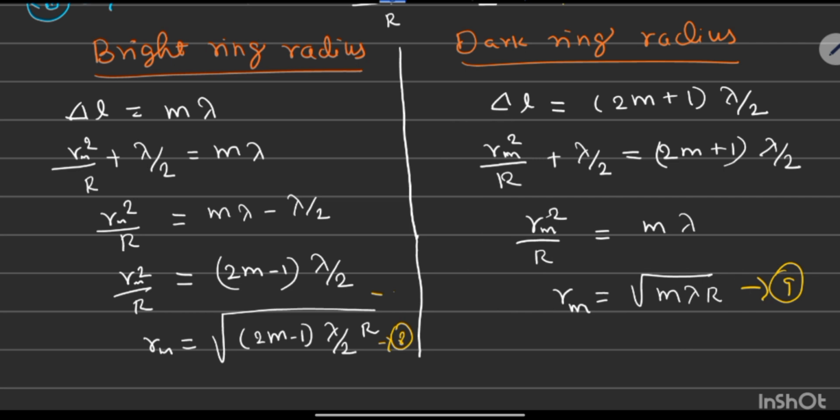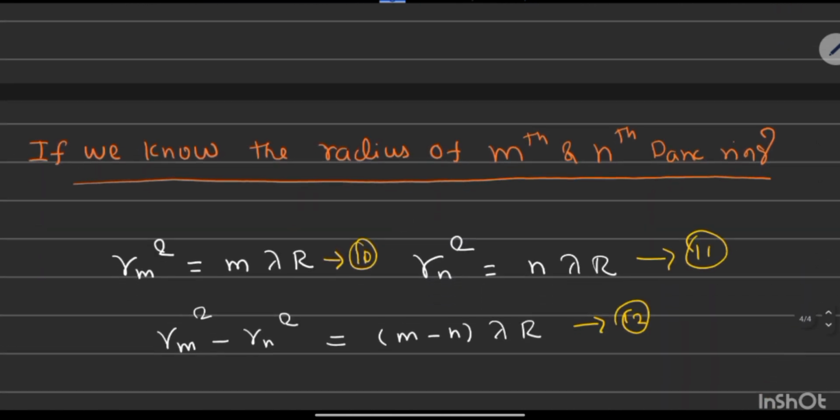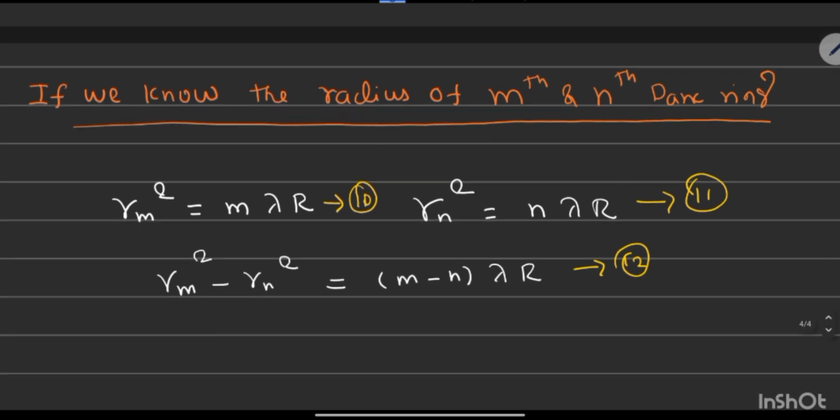So the radius of the mth dark ring is directly proportional to the square root of the order of the dark ring, m. Now, if we know the mth and nth dark ring radii, we can subtract the squares of these two radii, and we get (m minus n) lambda R. Both are dark rings only, but they are two different dark rings.